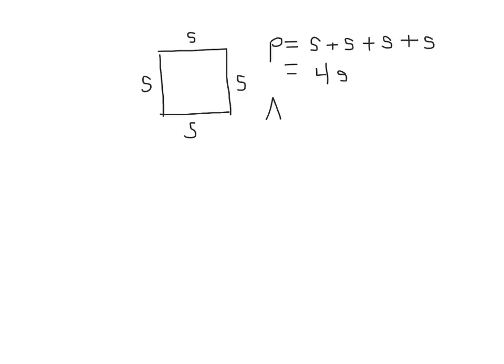The area of a square is found by multiplying length times width. So in this case, that would be S times S, and so the area of our square would be S squared.